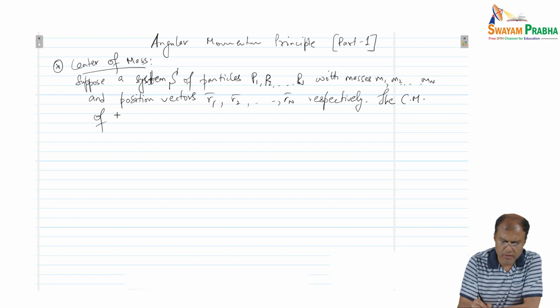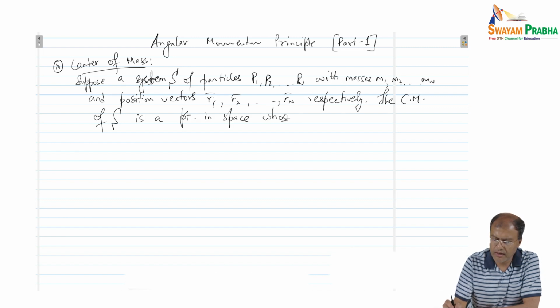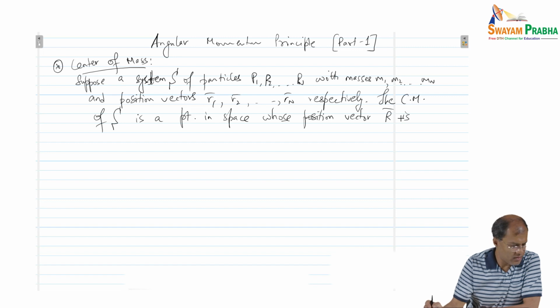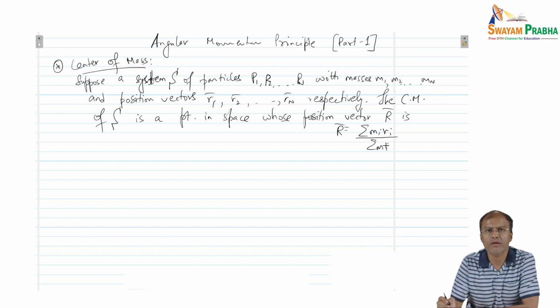And the CM of S is a point in space whose position vector r is given by summation mi ri by summation mi. We can rewrite this equation as summation mi ri by capital M, right? So that's my center of mass.